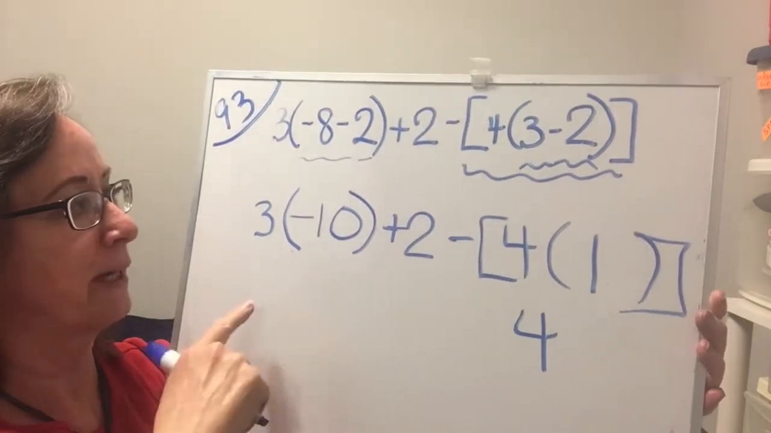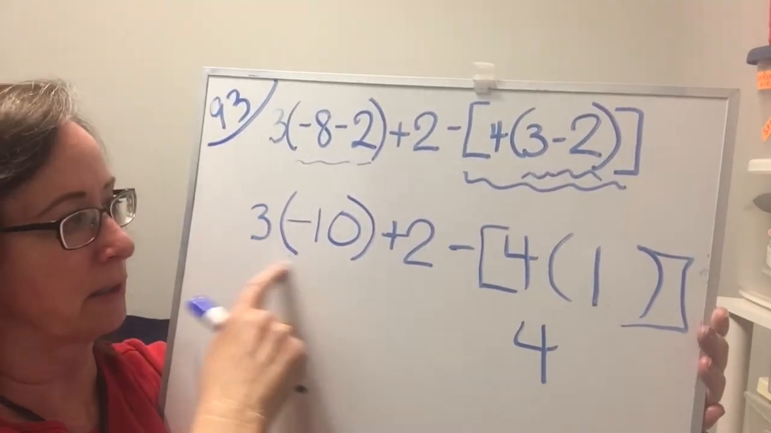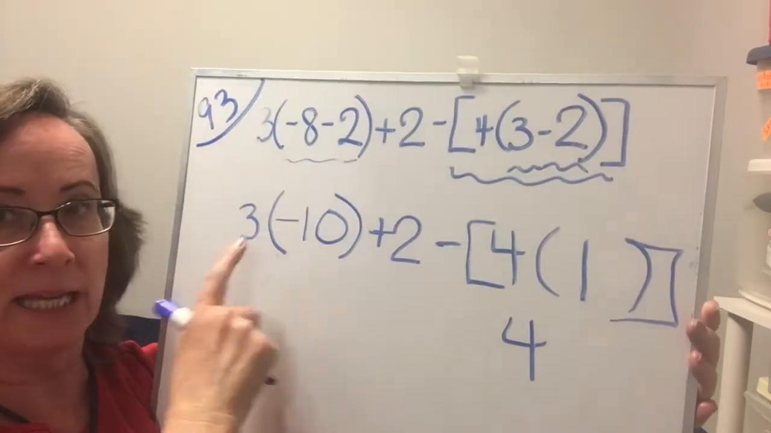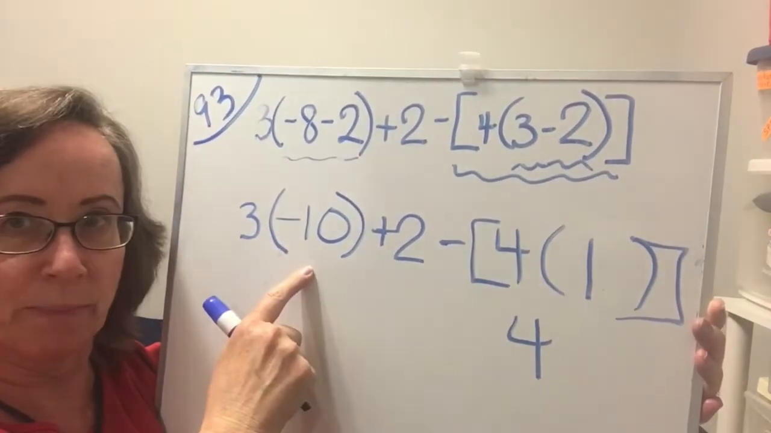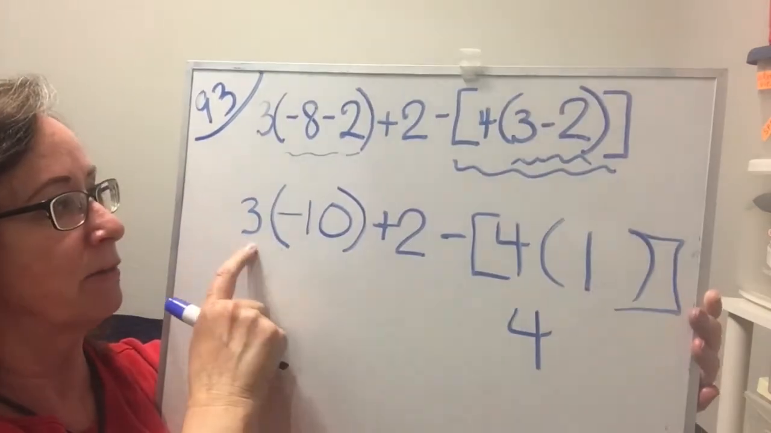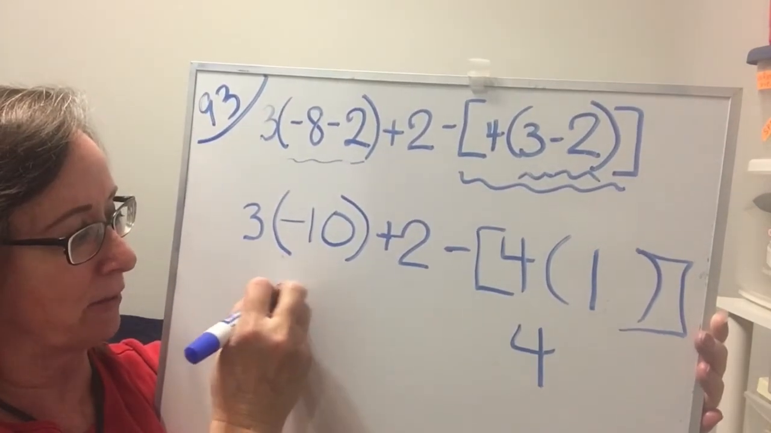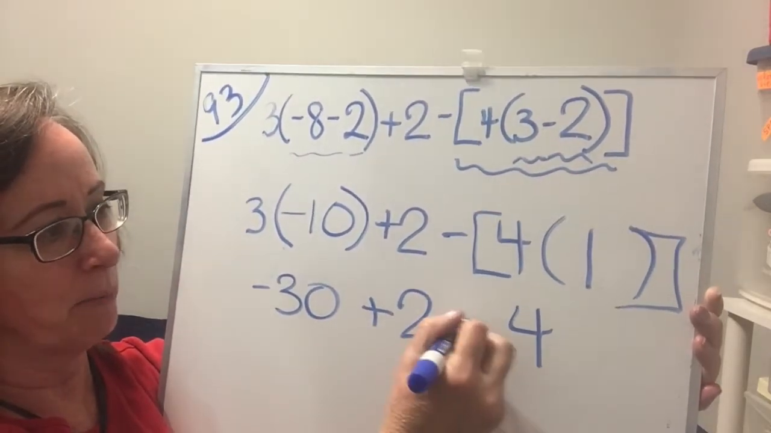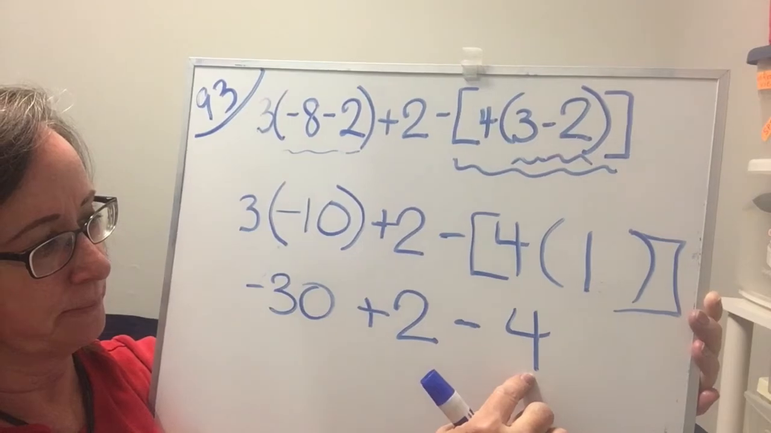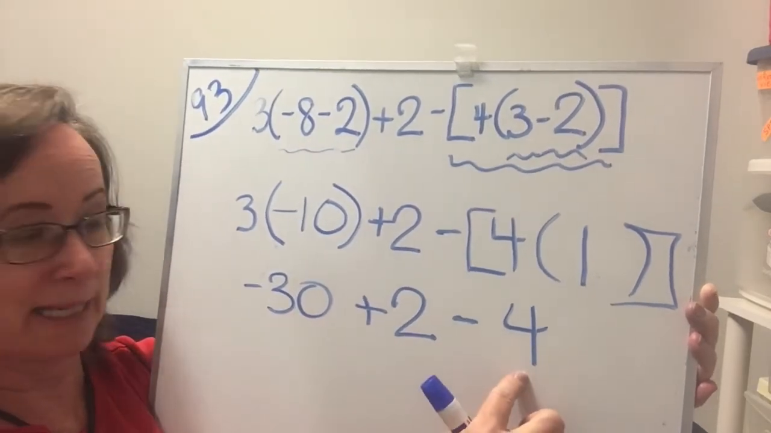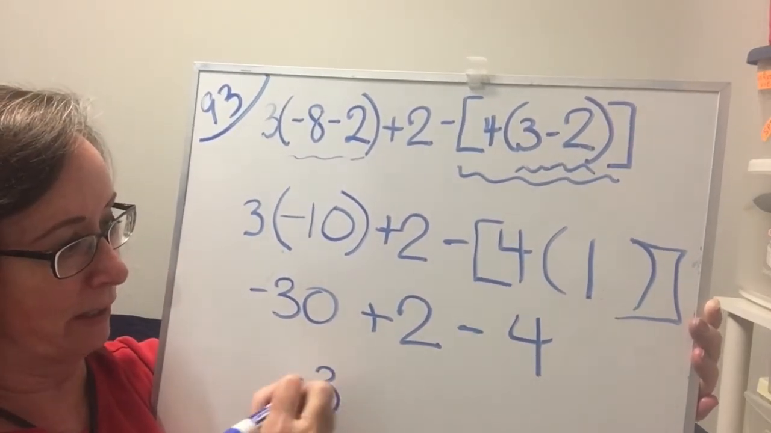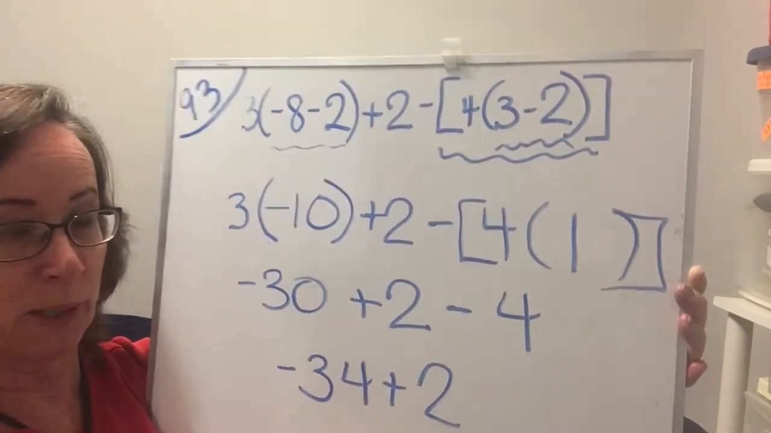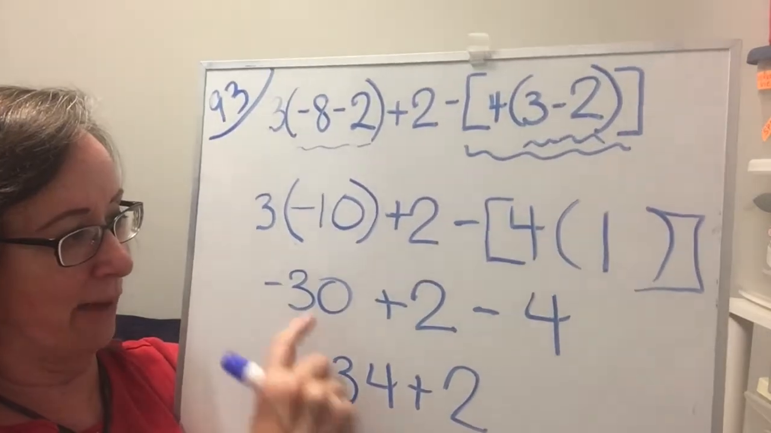Okay, so now let's bring everything down. This one was no longer a symbol of inclusion. It is just keeping the -10 and the 3 separate because that's a multiplication. So 3 times the -10 is a -30 plus the 2 minus the 4. -30 plus a -4 is a -34 plus 2. Okay, that 2, I just put it on the end. So we could have the 2 negatives.